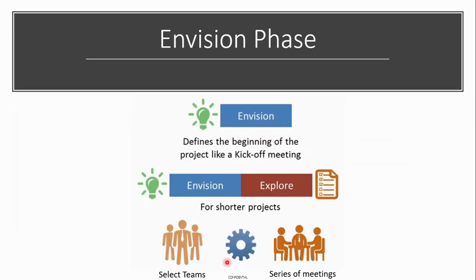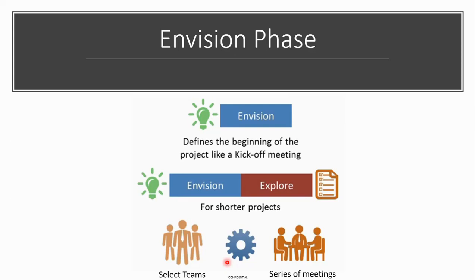So envisioning, like a project charter, is a mapping to this side from the Agile project side. Sometimes they say envisioning and explore can be very close or bridged in smaller, shorter projects, but this is where you select your teams, identify your key stakeholders, and have a series of meetings and try to get an overall picture of your project.